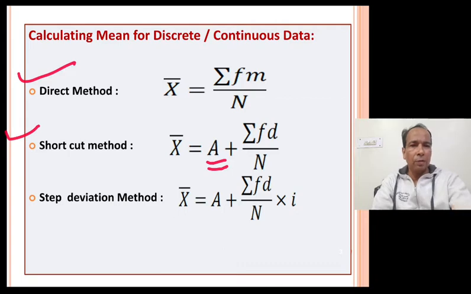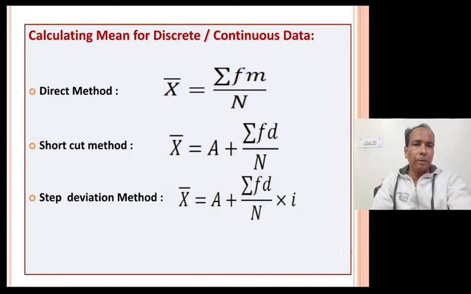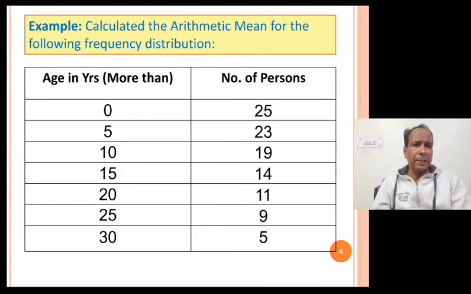And then comes the third one, that is step deviation method. Here a, that means we take assumed mean as well, and i is also there, that means we multiply with interval. i stands for interval. So I will not spend much time over here in describing these formulas. Better you will learn while I work out the formula. That will be the better situation for you. Let's move with the first example.